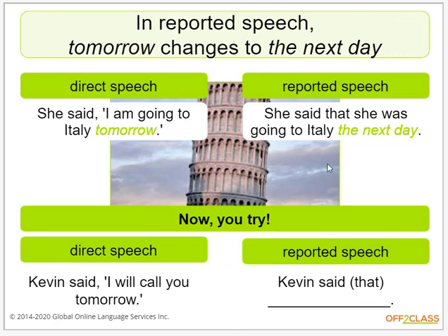In reported speech, tomorrow changes to the next day. So direct speech: she said, "I'm going to Italy tomorrow." She said that she was going to Italy the next day, right? Now you try. So this is an example for you to say. Kevin said, "I will call you tomorrow." What's another way of saying that? So, Kevin said that he would call me the next day. Another way of saying it is that Kevin would call me the following day. Next day, following day, synonymous, right? You can use next day, you can do following day.